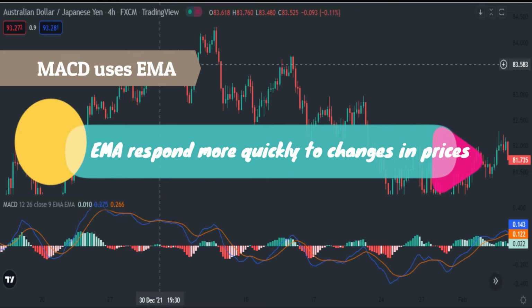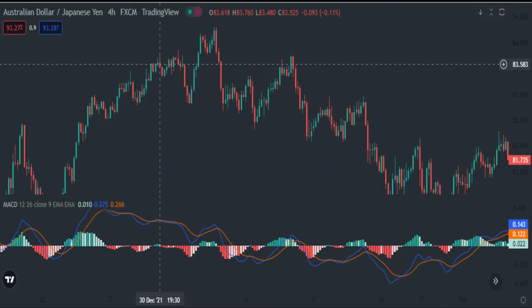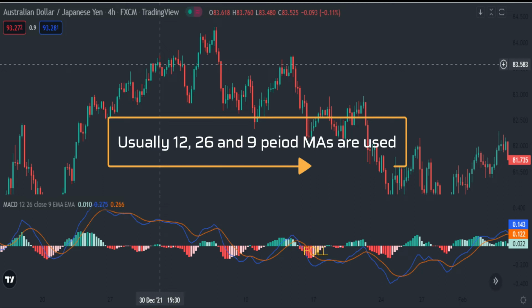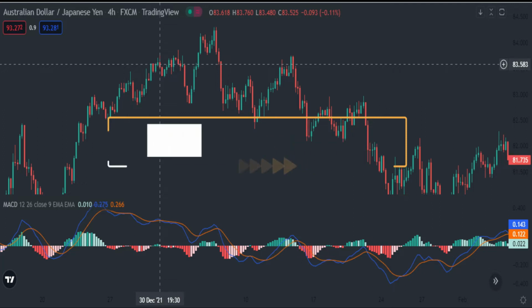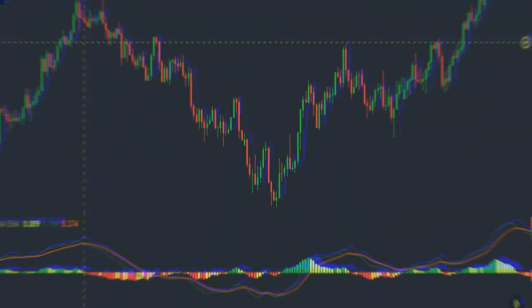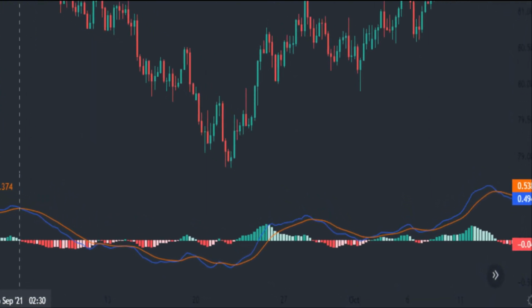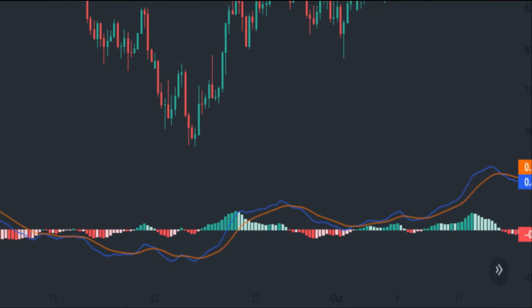More weight is placed on the most recent prices, as compared to the earlier prices. While calculating the various exponential moving averages, we can use any period length as we wish. Usually 12, 26 and 9 period moving averages are used. Let's dive deep into this MACD indicator. First we have to understand its structure before trading with this indicator. Let's have a look at its structure.